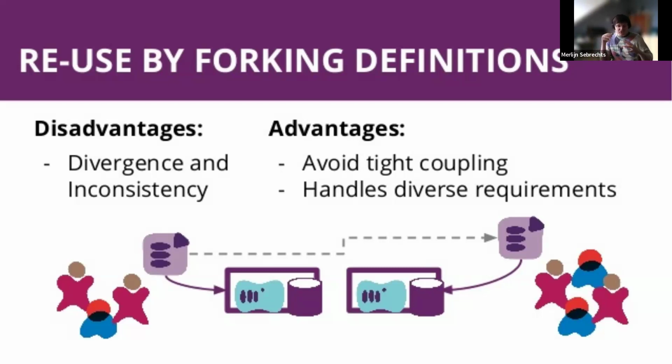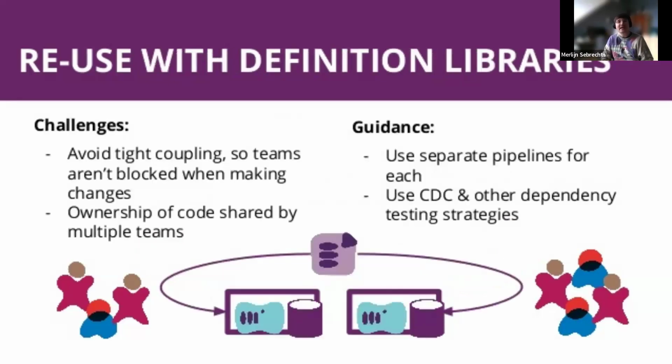Let's say at a certain point, new regulation comes out that requires certain encryption of your database. Now you need to go to the infrastructure code of every single team in order to modify it so that the database is encrypted. So one of the ways to handle this divergence and inconsistency is by reusing code with definition libraries.